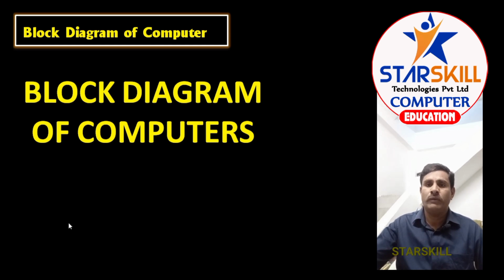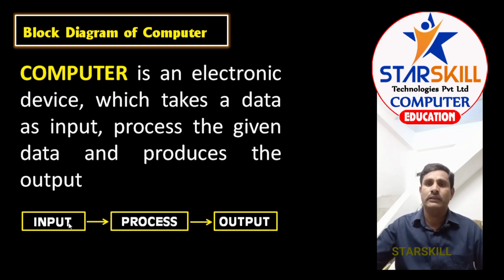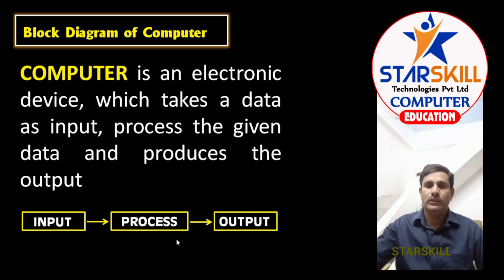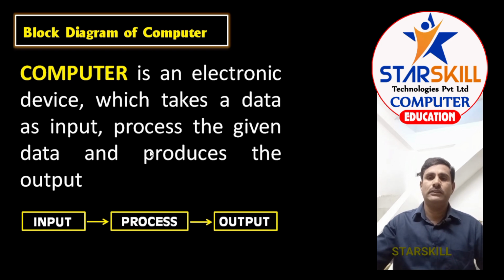Here in the previous topic we observed the computer definition. What is the definition here? The computer is an electronic device which takes the data as input, processes the given data, and finally you are getting the output. So in this screen also you observe that we have three things: input, process, output. What is the input, what is the process, and what is the output?